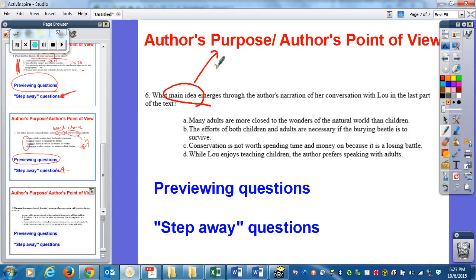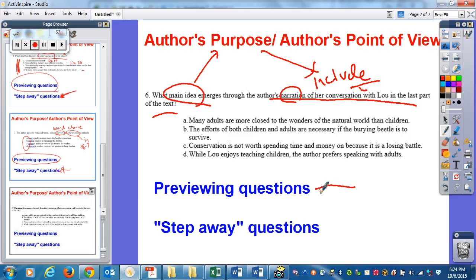What main idea emerges through the author's narration of her conversation with Lou in the last part of the text? Once again, why did the author include this? That's really what this is questioning. What's the author's purpose for having included that? Well, it helps to preview the questions, because if you preview the question, you'll know to highlight that section ahead of time, because you know that one of the answers is going to match with that.